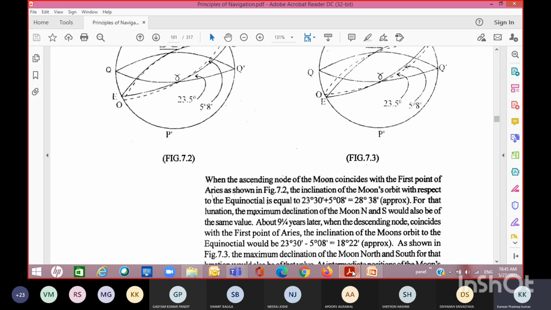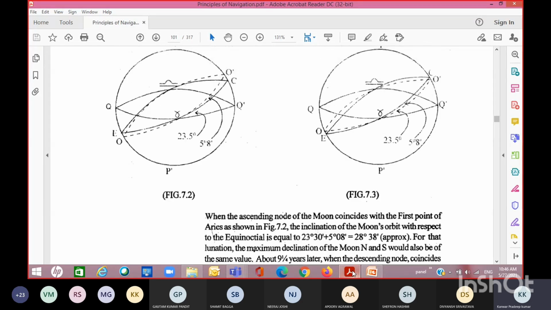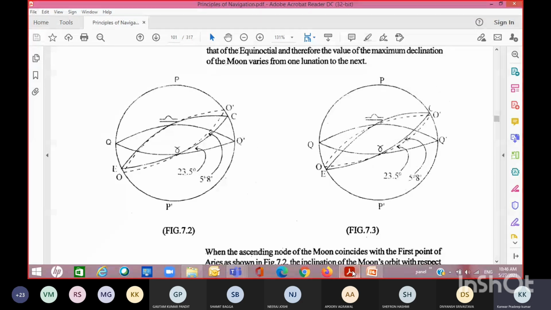After 9.25 years, because we said 18.5, 18.6, when the descending node coincides with the first point of Aries, the inclination of the moon's orbit to the equinoctial would be 18.22 degrees approximately. On the other side, it will be less, because you can see in the ascending node, the declination is increasing. So Q dash, O dash is about 23.5 plus 5, about 28 degrees. But if you go on the other side, the declination starts decreasing also.